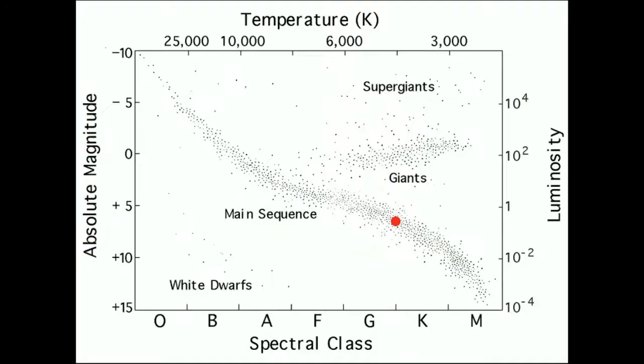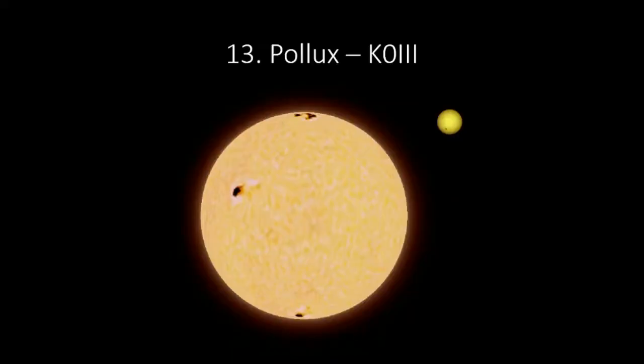Where were we? Yes, okay. Oh, different Roman numeral. So, number 13, Pollux, K0III, Roman numeral 3, K0II. And this is your size comparison with the sun, so we've got to get into some big boys. So now it's not on the main sequence, because it's not a Roman numeral 5, so where is it going to be?